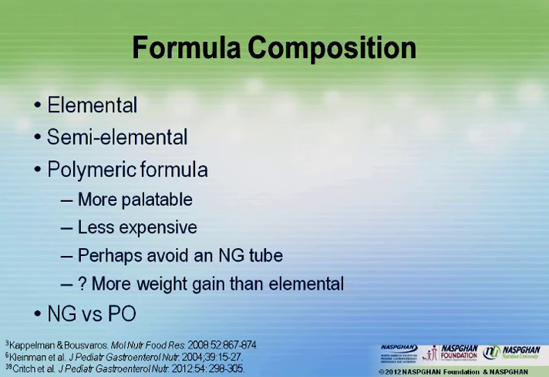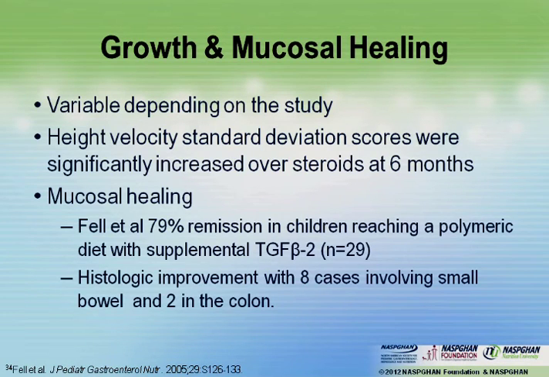Growth and mucosal healing is often an endpoint when we look at therapies for inflammatory bowel disease, and it's really variable depending on the study. So height velocity standard deviation scores were significantly increased in this one study when they looked at patients compared to those who received steroids at 6 months after therapy. The same group found a 79% remission rate in those children receiving a polymeric diet with supplemental TGF-beta. They found histologic improvement in 8 cases with small bowel and 2 in the colon. Now, they saw no mucosal healing in those patients that had received steroids.